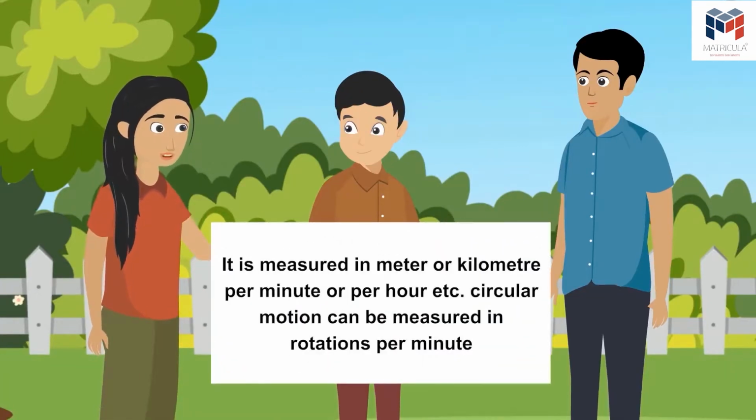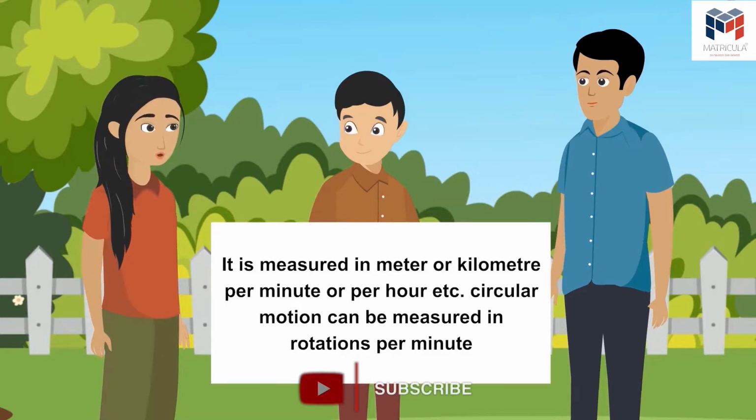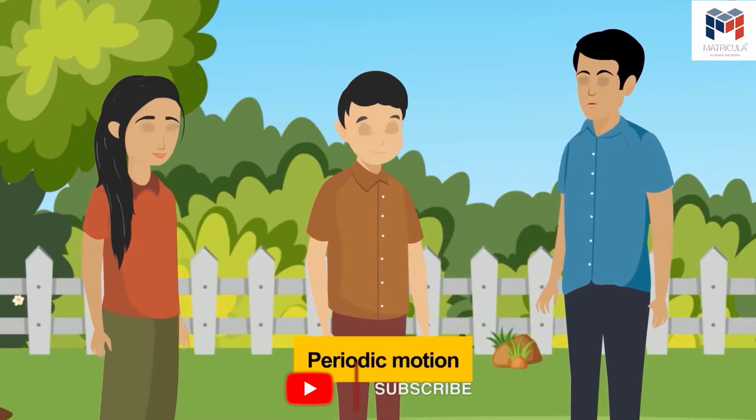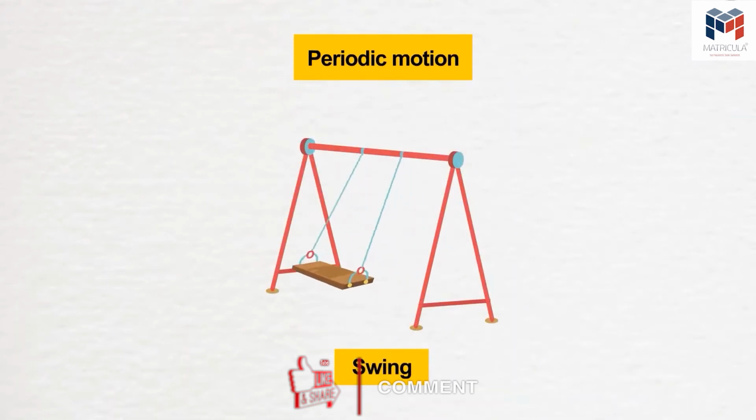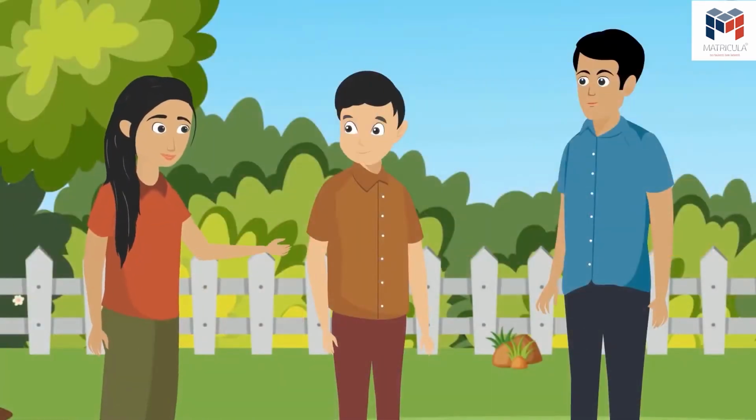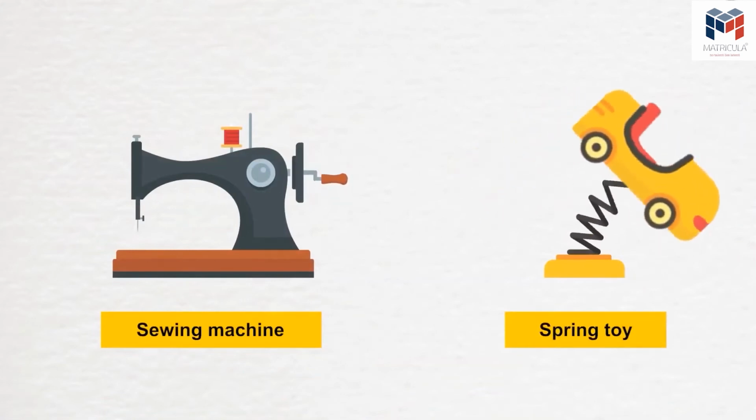Pavan, like the way we measure straight motion in meters or kilometers per minute or per hour, circular motion can be measured in rotations per minute. Other than circular motion, another type of motion is periodic motion. An example is a swing which periodically moves back and forth. We can measure it in repetitions per minute or per hour, etc. Other examples of periodic motion are a sewing machine and the spring toy, which also repeats its motion.